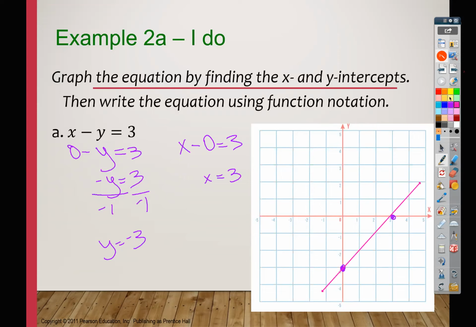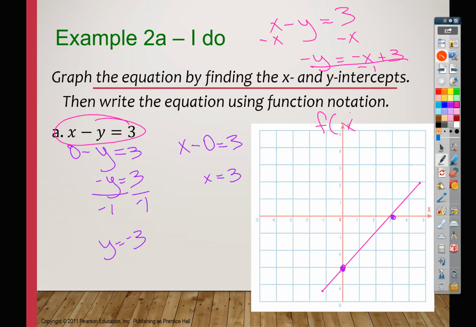All right, and then write the equation using function notation. To do that, I'm going to have to put this in slope-intercept form. So I've got x minus y equals 3. I can subtract the x from both sides and multiply or divide everything by -1. So I get f of x equals x minus 3.